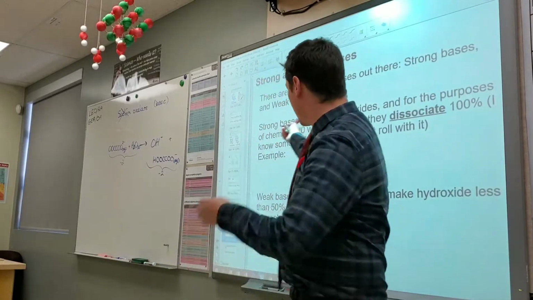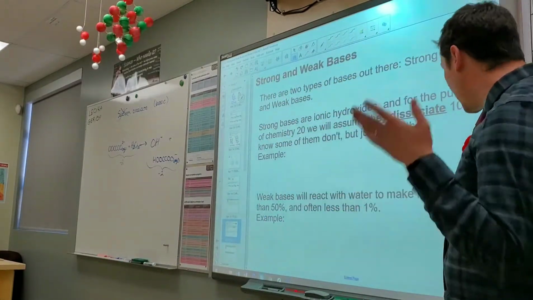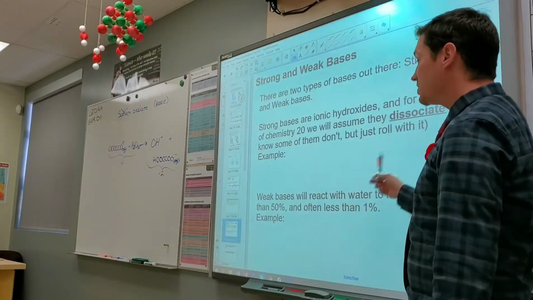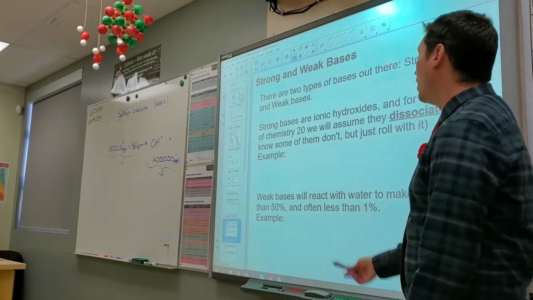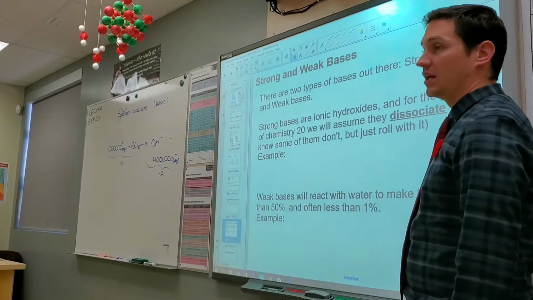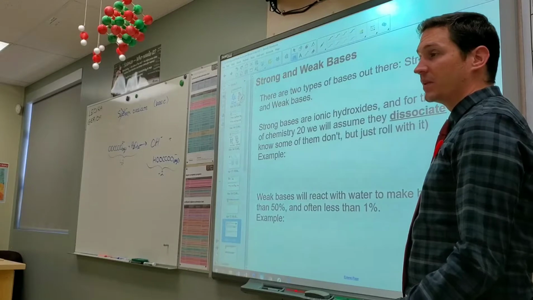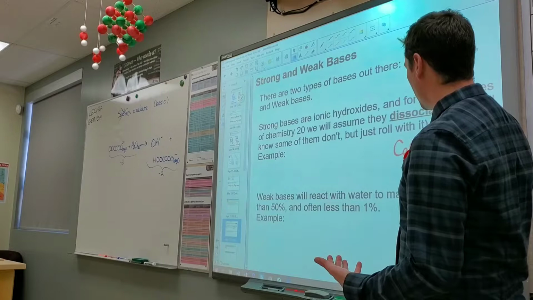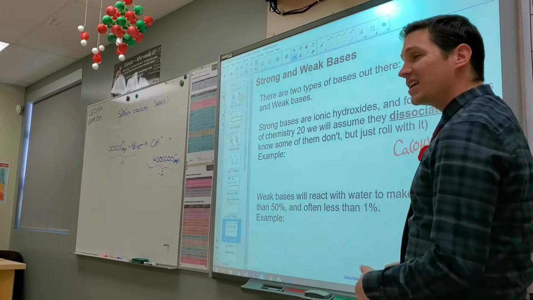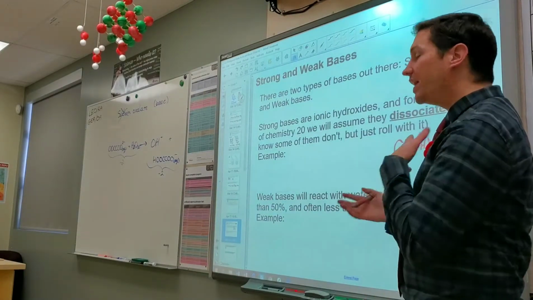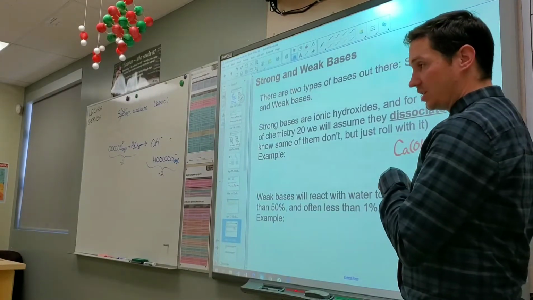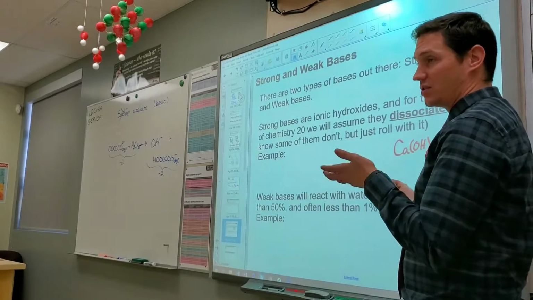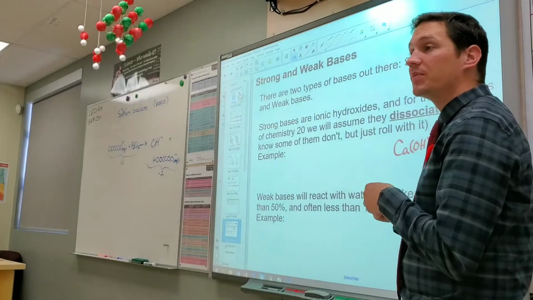So strong bases are ionic hydroxides. Any ionic hydroxide, it doesn't matter, we're just going to define them all as strong bases. For the purposes of Chemistry 20 and kind of Chemistry 30, we will assume that they dissociate 100%. If you look in your data booklet, they don't. If you look up calcium hydroxide, solid, it has low solubility. But we can get this to dissolve more. How could we get calcium hydroxide to dissolve? Heat it up. We could heat up the solution.